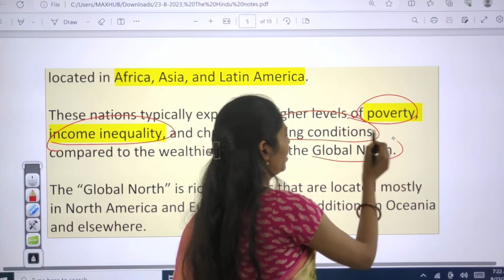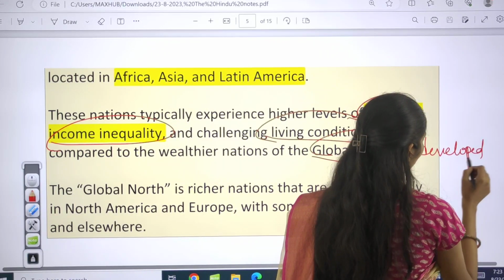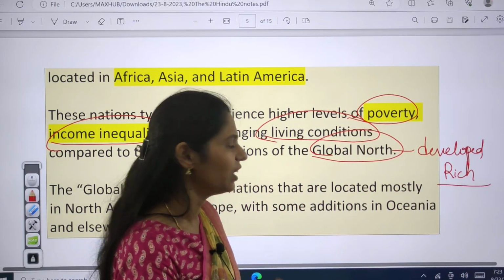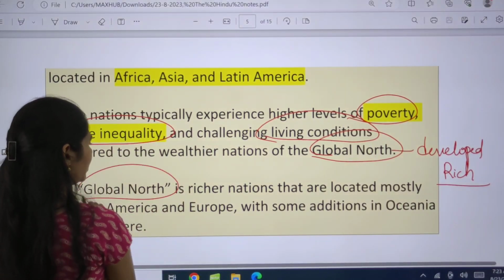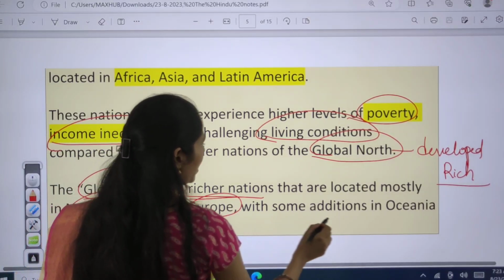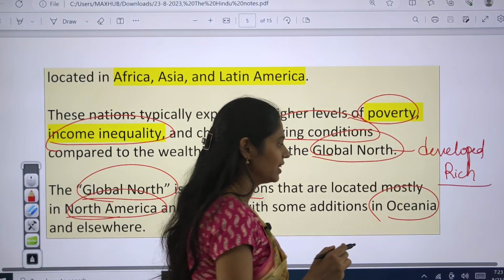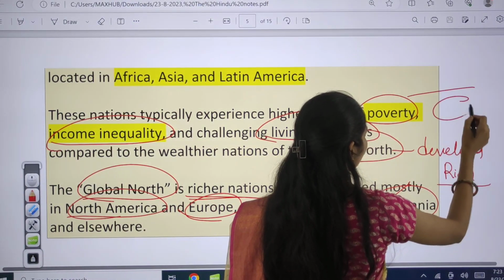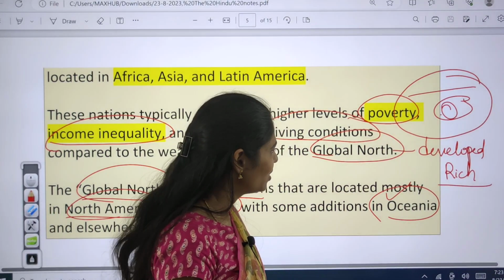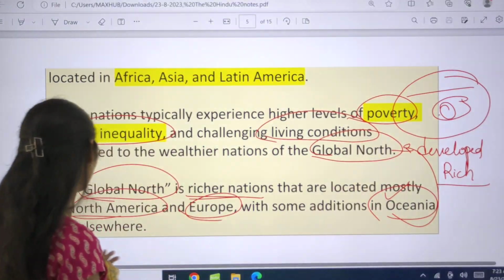Normally this Global North contains developed or rich countries. The Global North is made of richer nations located mostly in North America, Europe, and even some parts of Oceania. Geographically, Oceania is present in the southern hemisphere, correct? But some nations of Oceania are rich and developed, so because of this they come into the Global North. So this is about this topic.